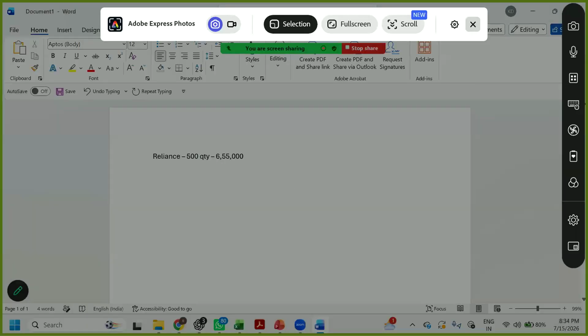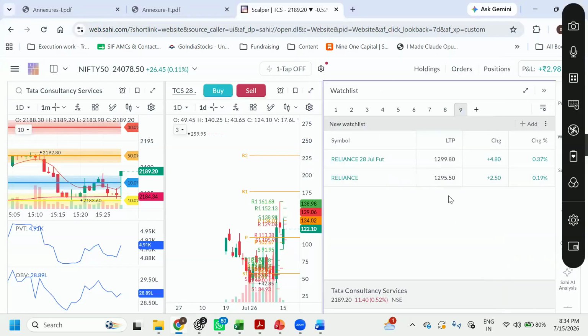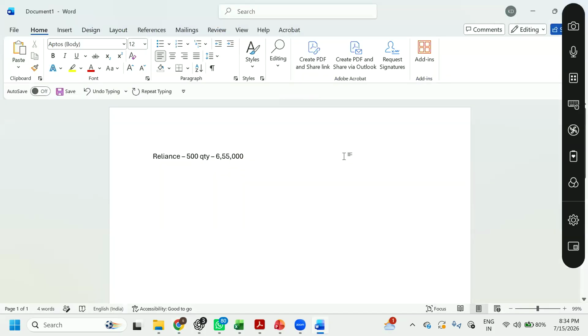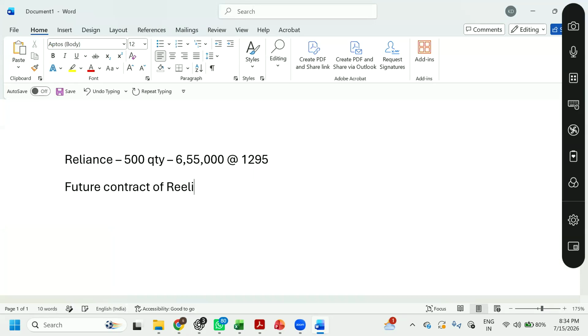So I will also put the spot price of Reliance. What is the spot price of Reliance? 1295 today, right? We will see two scenarios here. That's why I'm putting these numbers here. Instead, what I will do, I don't have the money here, I will actually buy the future contract of Reliance for the same 500 quantity, which is my one lot. I'm actually paying 1,15,000. Got it, guys?